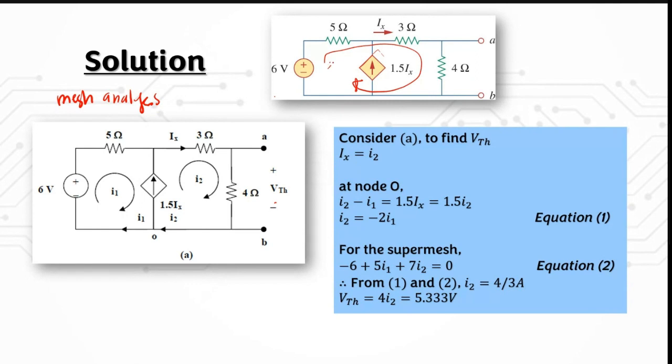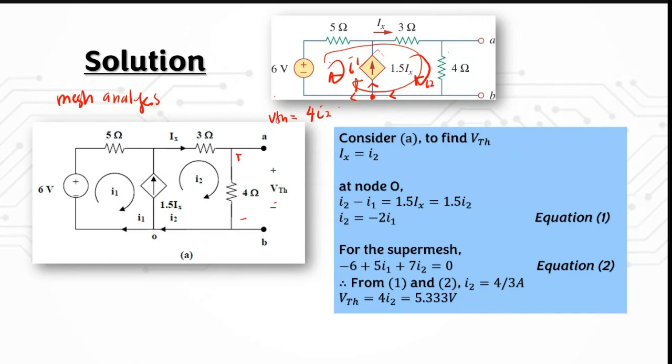So you have this mesh I1 here and, let's say, I2 here. You need two equations from this super mesh, and then another one is from node 0 here, where you have these connections. From here you can calculate your VTH, where your VTH is here. Your VTH is equal to 4 times I2.